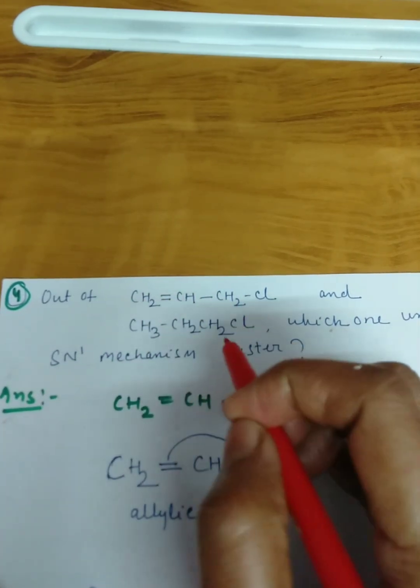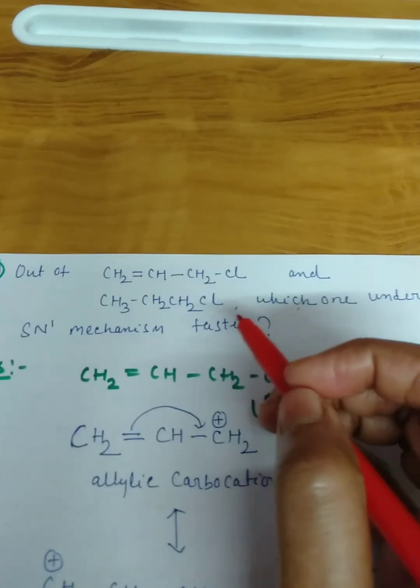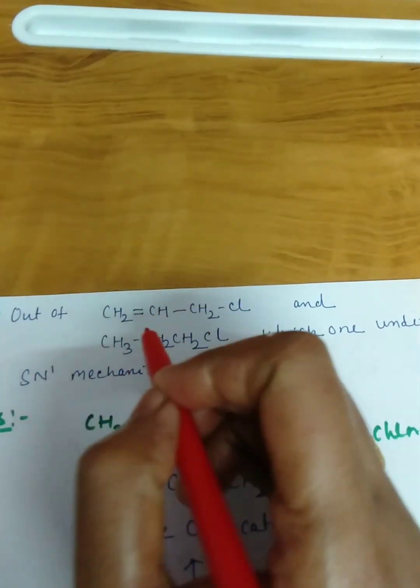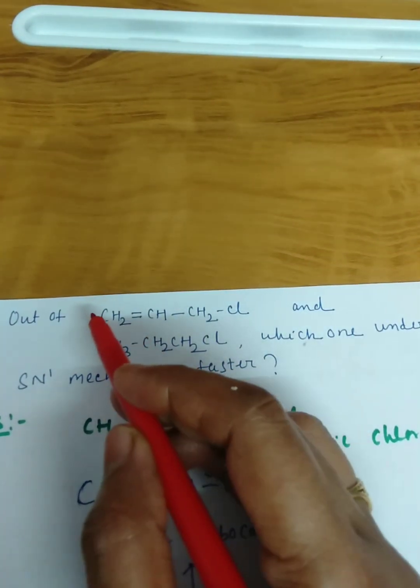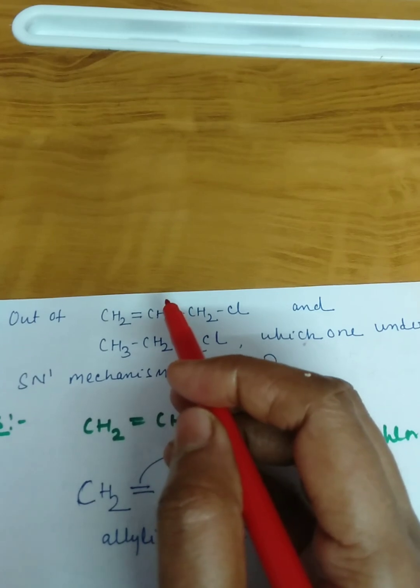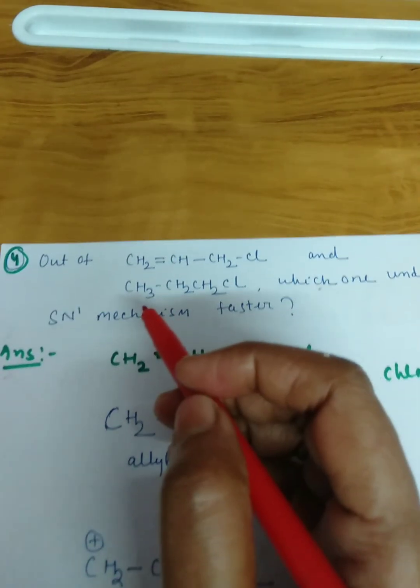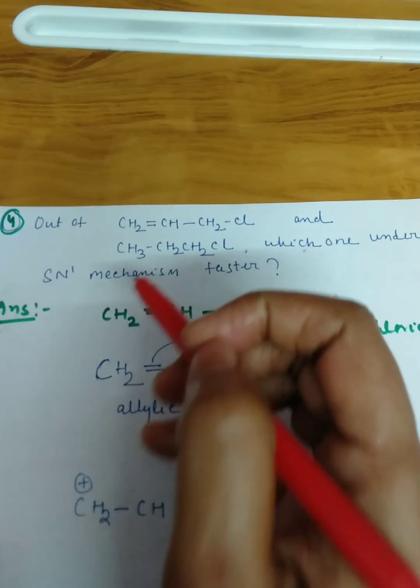So in between these two, allyl chloride and n-propyl chloride, which one undergoes the SN1 mechanism faster? Actually, in between these two, the SN1 reaction is always faster for allyl chloride. What is the reason behind it? This is an important question.